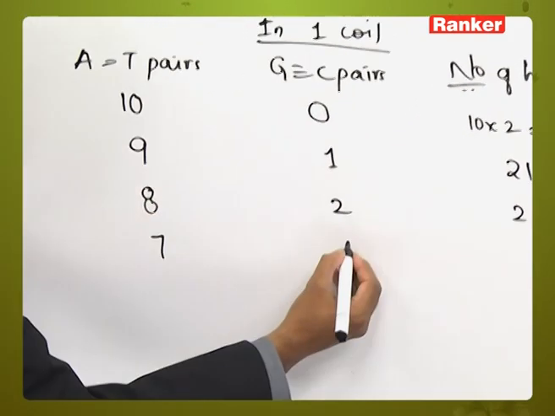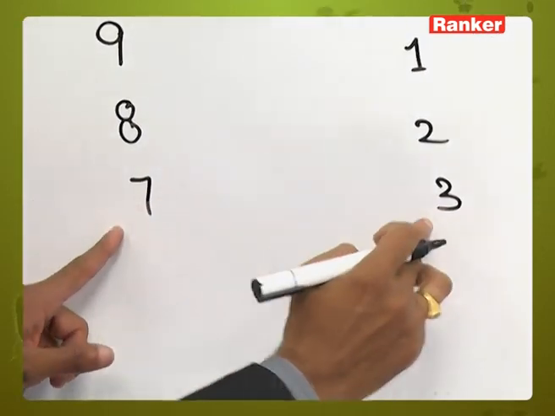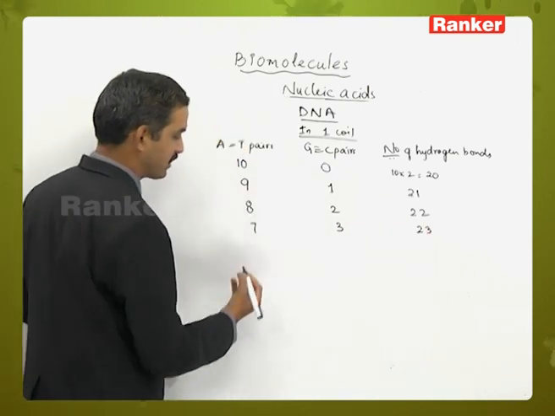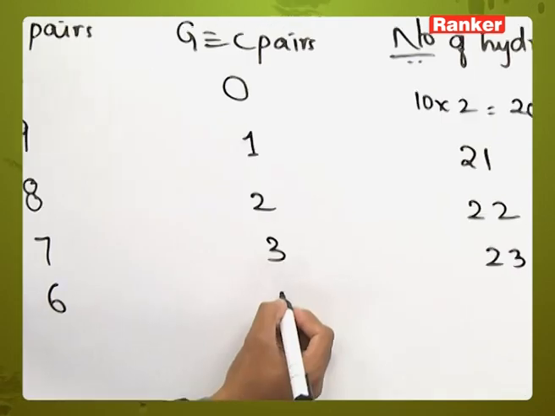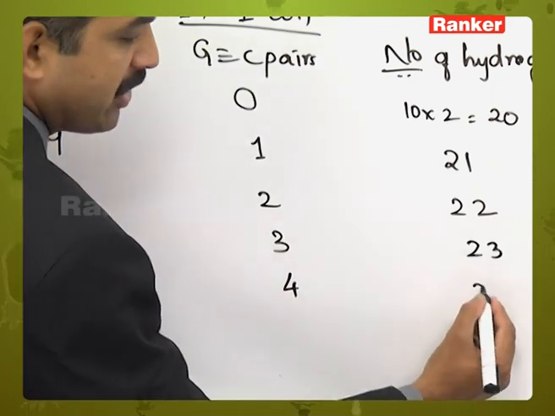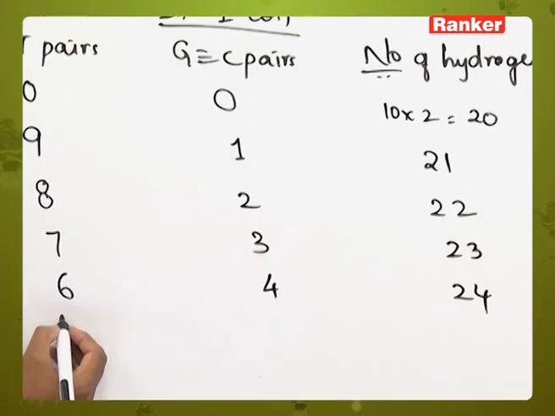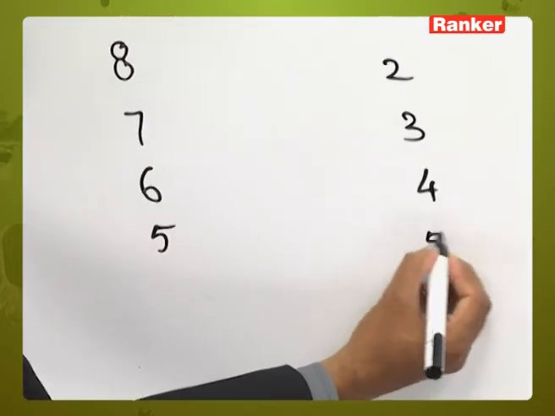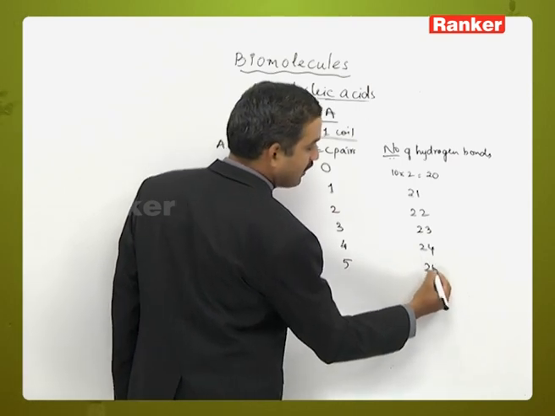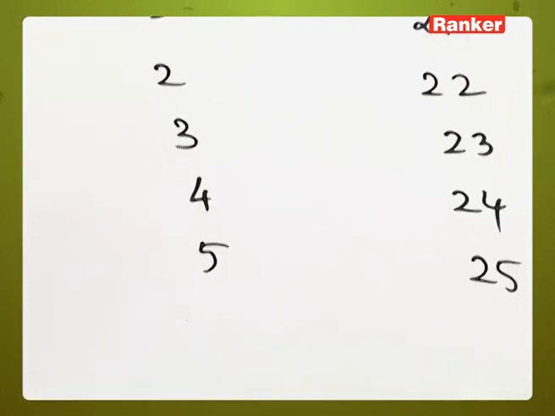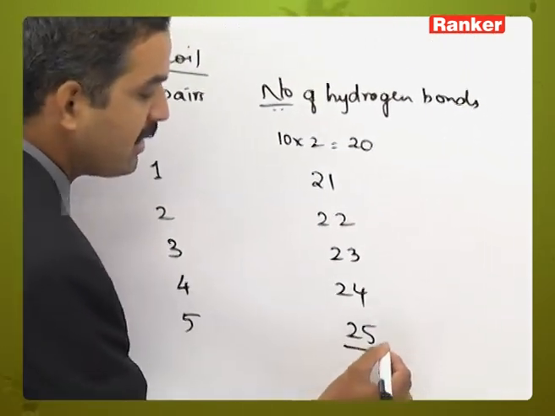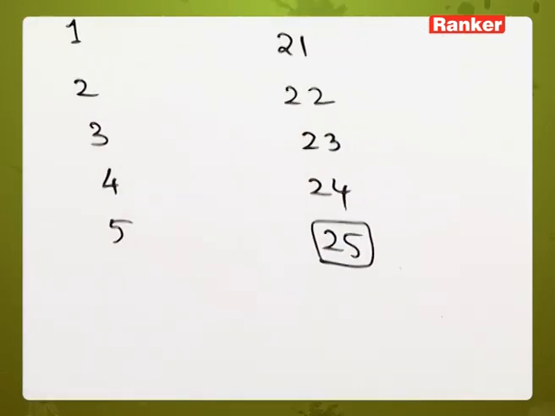If it is 7 and here it is 3, 7 into 2 is 14, plus 3 into 3 is 9, that comes to 23 hydrogen bonds. Here it is 6, and the remaining 4 will be G and C. So 6 into 2 is 12, 4 into 3 is 12, so it comes to a total of 24 hydrogen bonds. Then 5, an equal number: 5 into 2 is 10, 5 into 3 is 15, so it comes to 25. If an equal number of A-T and G-C pairs are present in one coil of DNA, the number of hydrogen bonds is the middle, average number, that is 25.